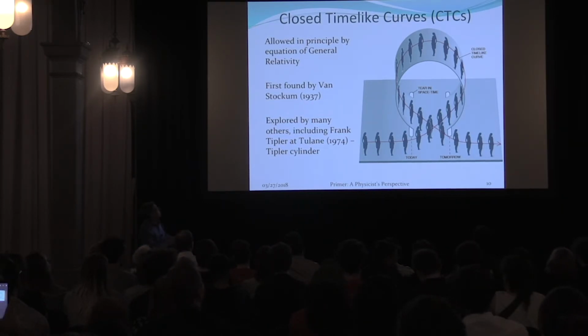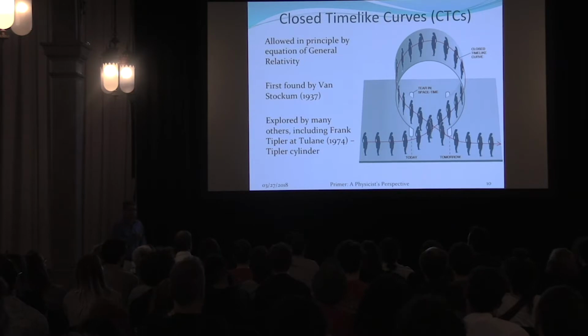At least in principle, if you look at general relativity, which is our best understanding of how the universe is structured, the equations of general relativity allow time-like closed curves, which is basically a curve where you're going forward in time, and forward and forward and forward, and coming back to where you started.